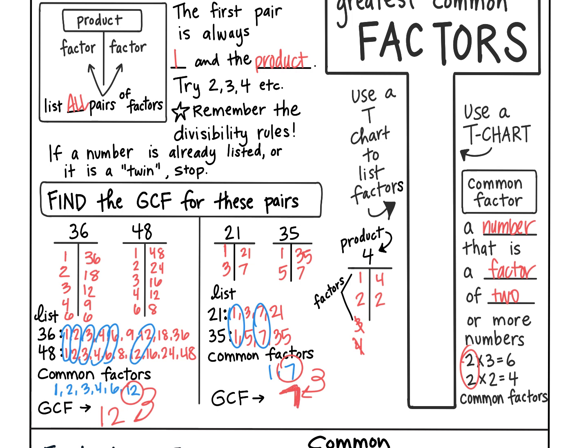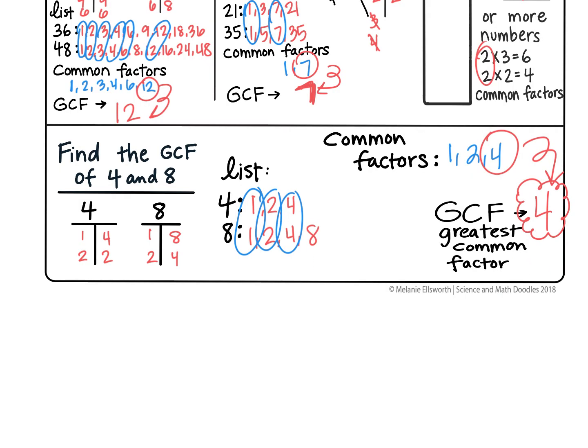Okay, I want you and your table to do the last one together for 4 and 8. You're going to find the GCF of 4 and 8. List them in the T-chart. Then list them out horizontally. Circle the ones they have in common. And then give me the GCF. And then we'll check it. And the greatest one is 4.